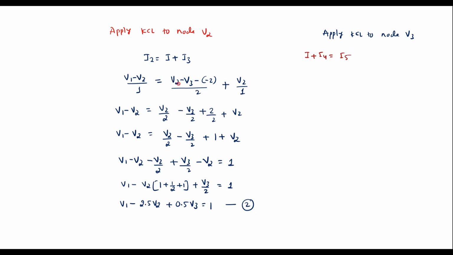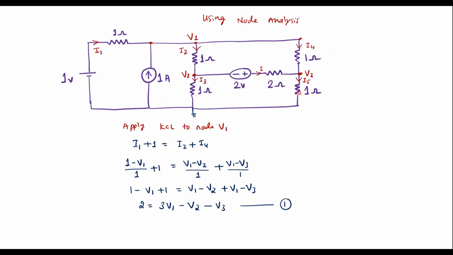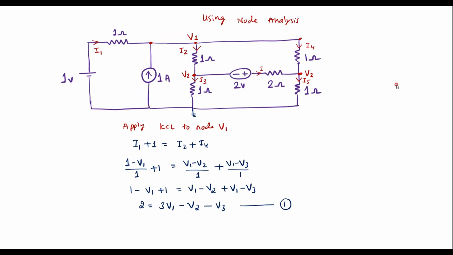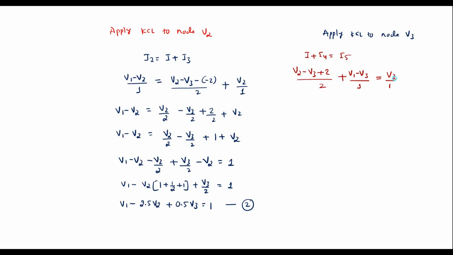So current I is nothing but this one, that is V2 minus V3 plus minus of minus 2 is plus 2 divided by 2, plus I4. So here I4 is nothing but V1 minus V3 divided by 1, is equal to I5. I5 is nothing but V3 divided by 1. Or I can write V2 by 2 minus V3 by 2 plus 2 by 2 is 1 plus V1 minus V3 is equal to V3.